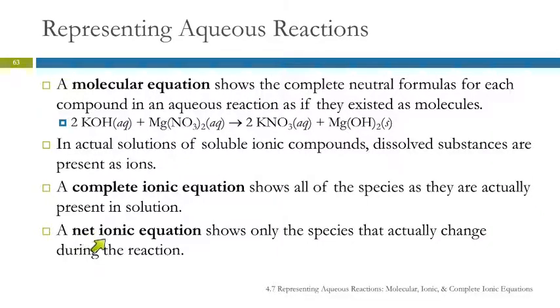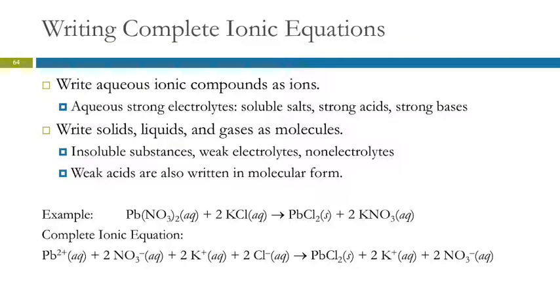And then the net ionic equation only shows the species that are actually changing. Some of the species, like here potassium came in, it was with a soluble anion, it wasn't in a relationship. And here, after magnesium and hydroxide get together and precipitate, potassium is still just in solution. Nothing happened to the potassium. So to write complete ionic equations, you take the molecular equation and you separate aqueous things and write them as ions.